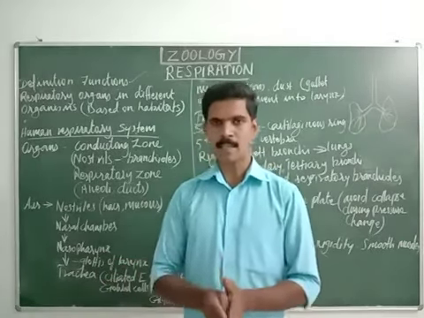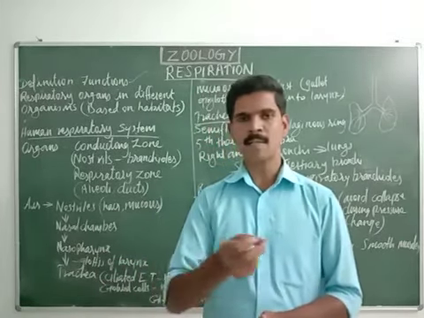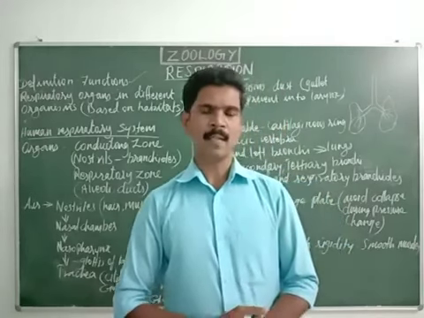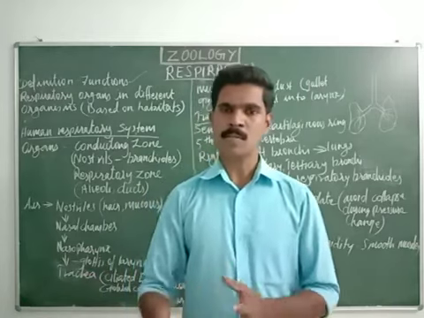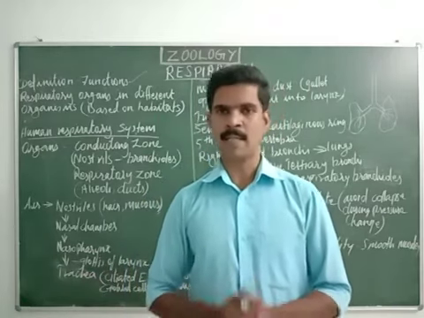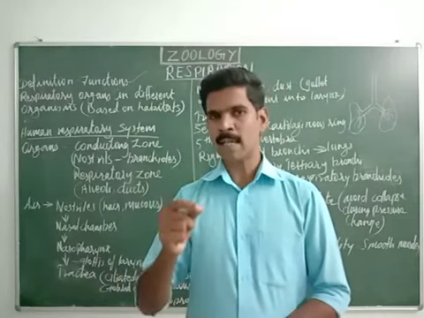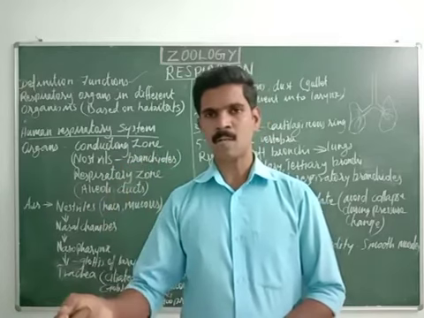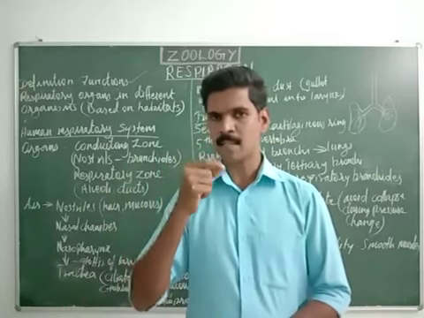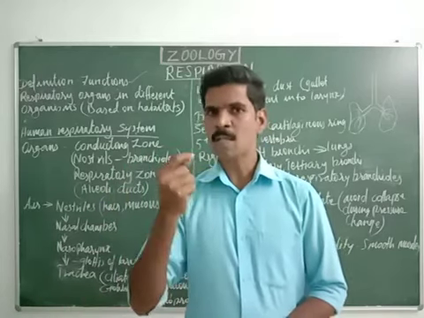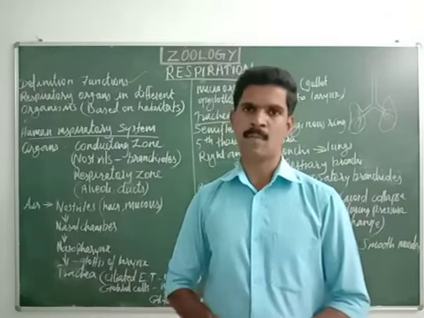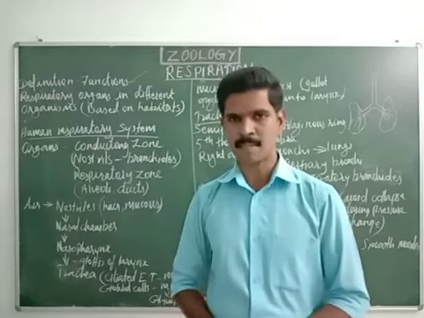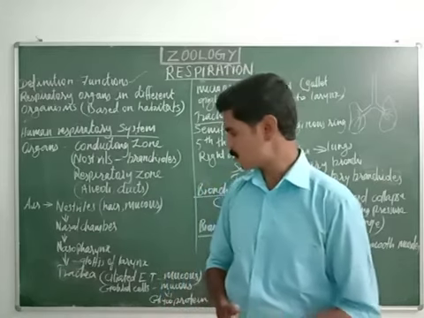Understand? Then the trachea opens into the bronchi, the bronchi open into the bronchioles, and the bronchioles open into the alveoli. So the air from the outer environment enters the respiratory system through the external nostrils and finally reaches the alveoli. The alveoli are present inside the lungs. Hope you understood this.